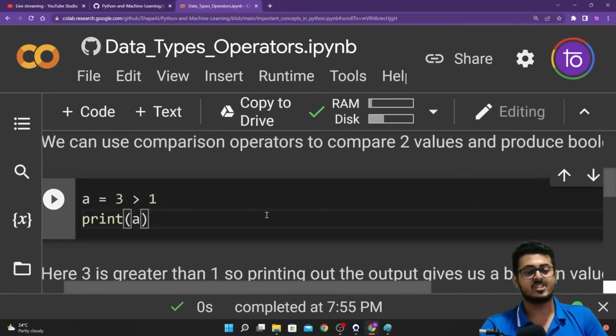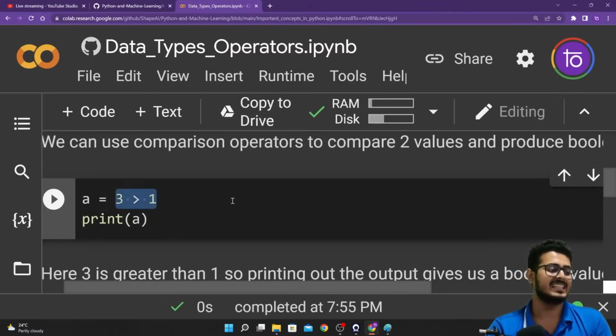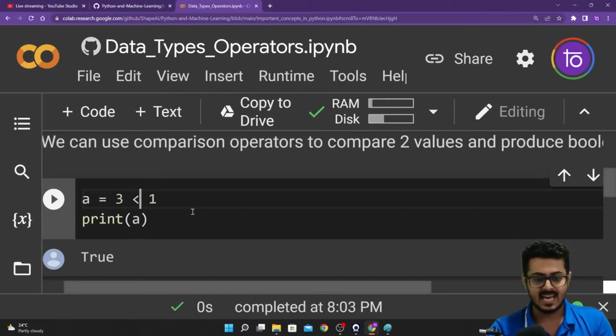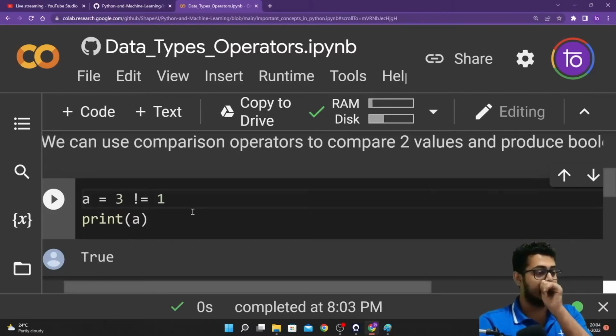The next thing that we need to look at is comparison operators. Now, what are comparison operators? Comparison operators compare different values to give you a Boolean result. For example, right over here, we are comparing: is 3 greater than 1? Yes, 3 is greater than 1. So this greater than comparison operator will return true. Similar to that, we have greater than or equal to, less than or equal to, equal to equal to, less than, and not equal to. So there are various different comparison operators.